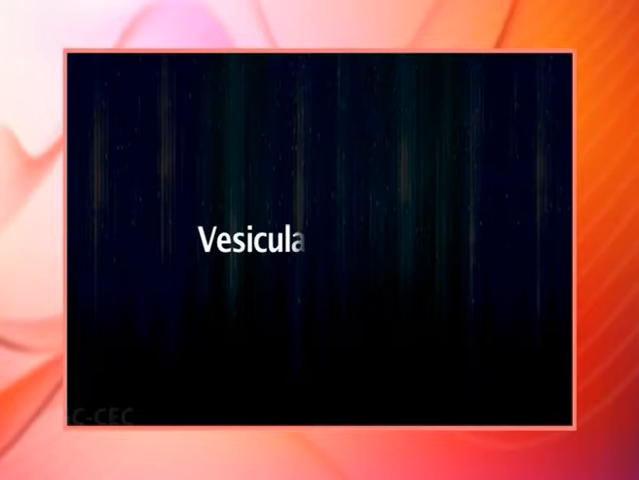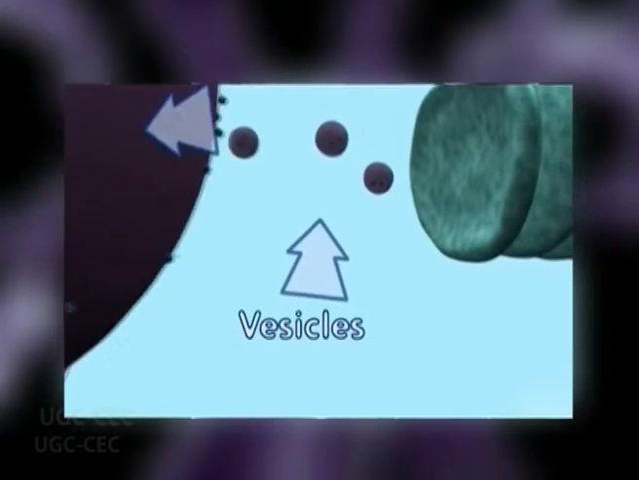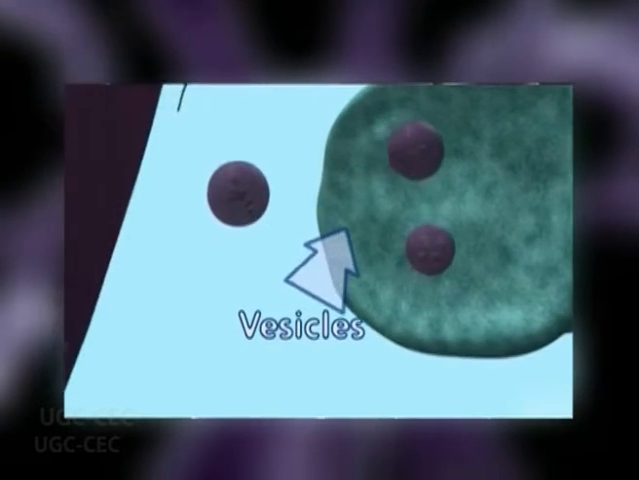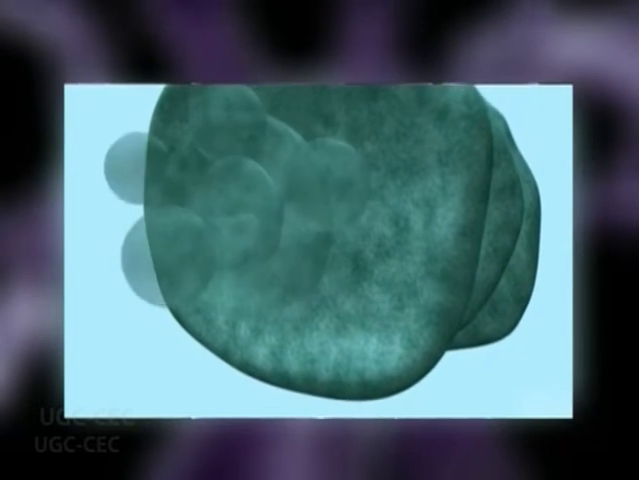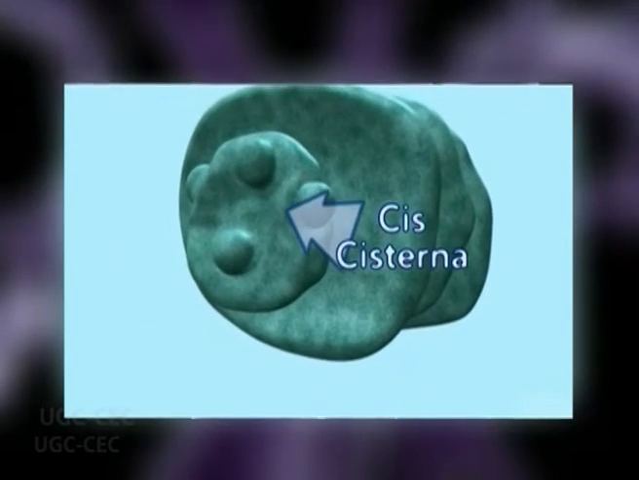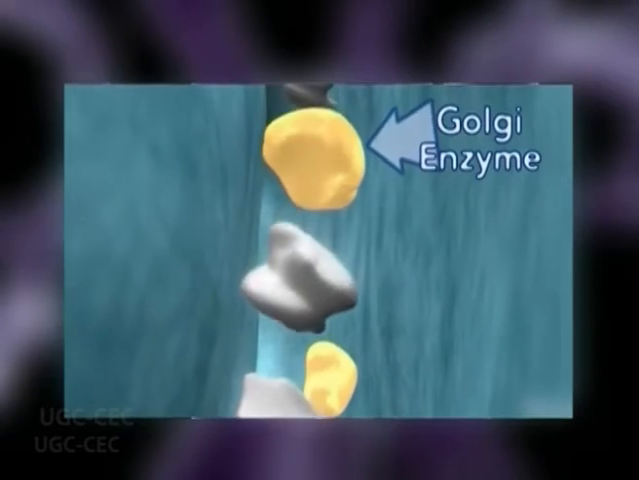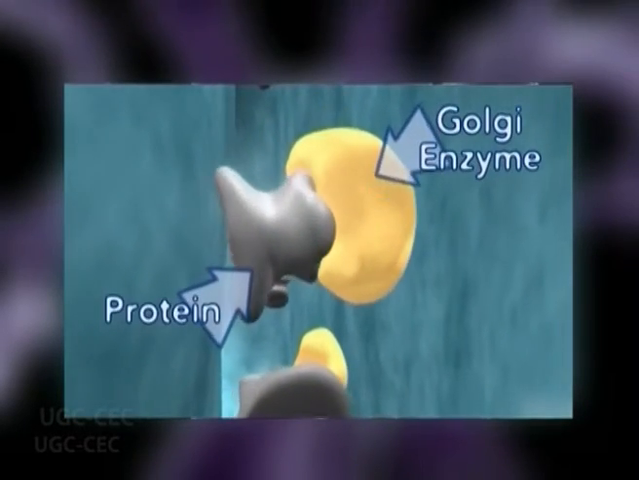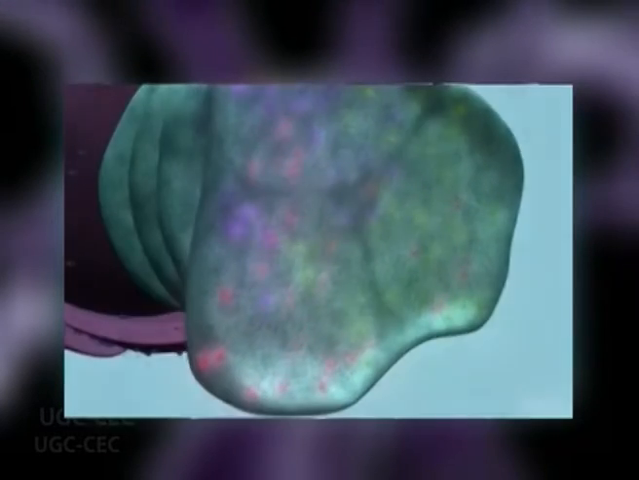After the Golgi apparatus and endoplasmic reticulum, now we will learn about vesicular transport. The vesicles that leave the rough ER are transported to the cis face of the Golgi apparatus, where they fuse with the Golgi membrane and empty their contents into the lumen. Once inside the lumen, the molecules are modified and then sorted for transport to their next destinations.